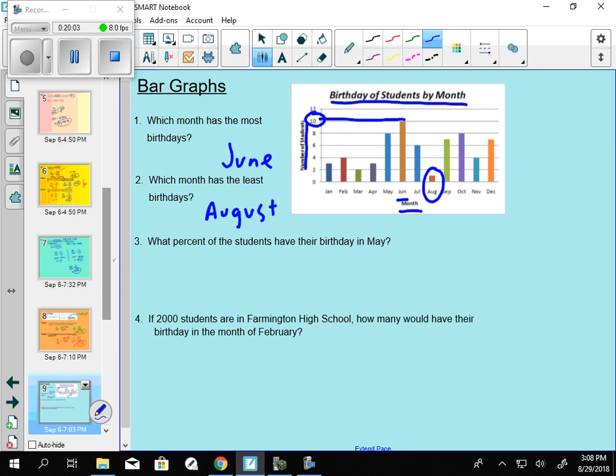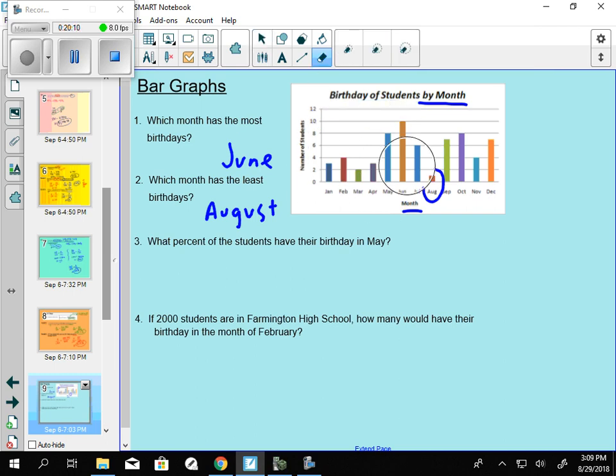For 3, what percent of the students have their birthday in May? Now this is a little bit more in depth. We're not just looking for most or least. To find that percentage, we'd want to know, one, how many were in May. If we look at May and follow it across, you can see 8. But we would also need to know how many total students, and they don't give us that on the chart directly. So that's something we would have to calculate. On this one, you'd have to go through and figure out the number each month, and then total that up.